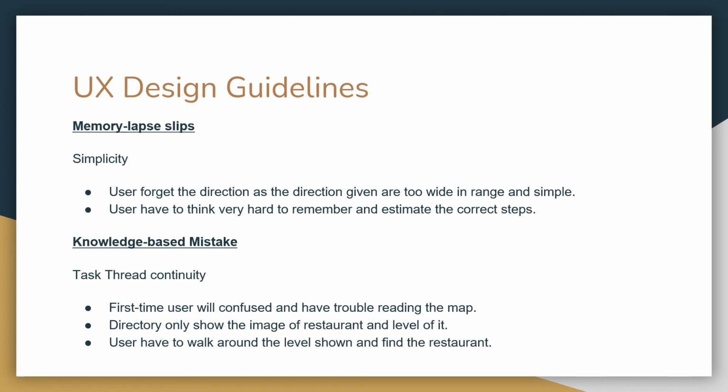The fourth one is task tree continuity, which can be found in knowledge-based mistake. The first-time user will be confused and have trouble reading the map because the directory only shows the image of the restaurant and the level of it. The user has to walk around the level shown to find the restaurant.